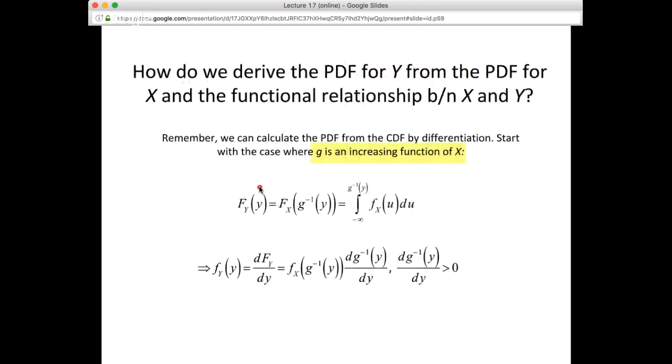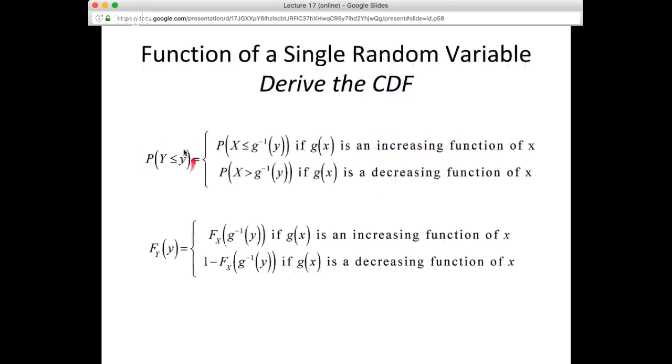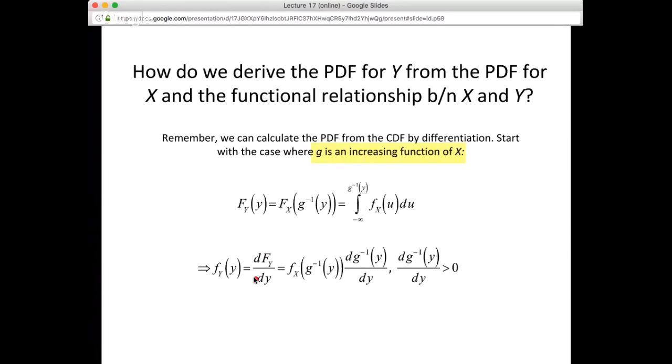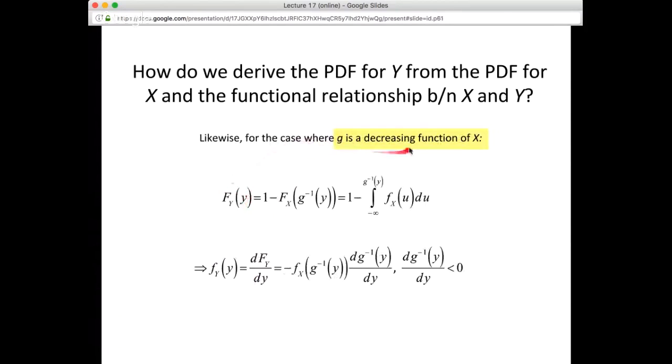Basically, it comes from the fact that the probability that the random variable y is less than or equal to little y, that's the definition of the CDF of y, is equal to the probability that x is greater than g inverse of y, if g of x is a decreasing function of x. So of course, we can write this as the complement of the CDF for x evaluated at g inverse of y. And so all I'm doing here is, for this case, g being a decreasing function of x, equating the CDF for y evaluated at little y to 1 minus the CDF for x evaluated at g inverse of y.